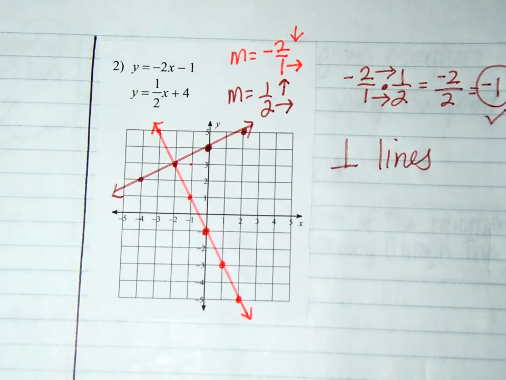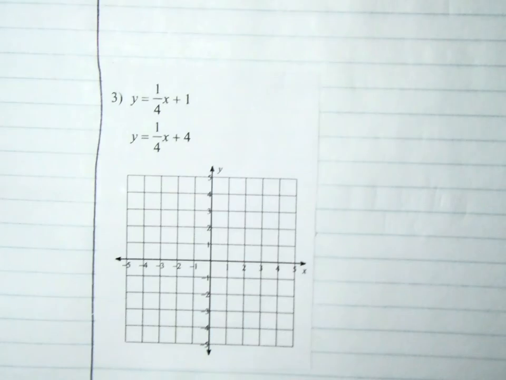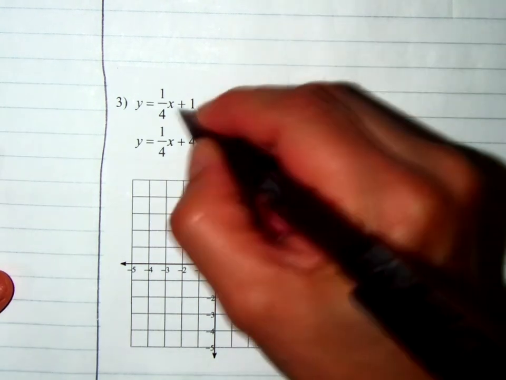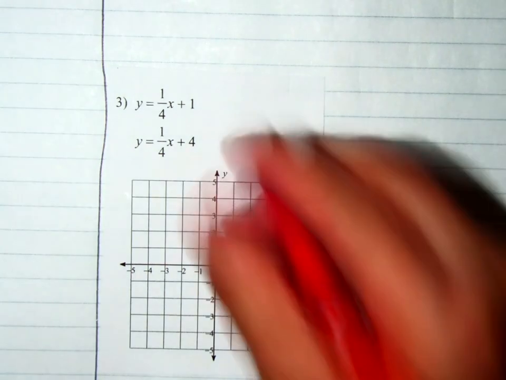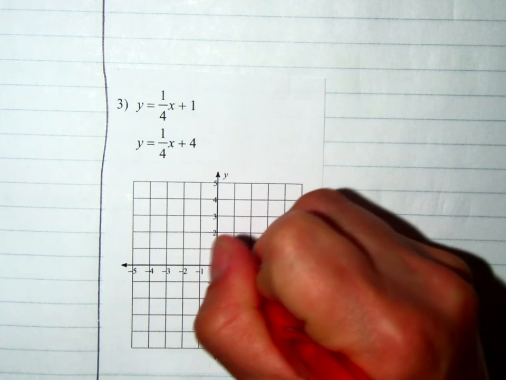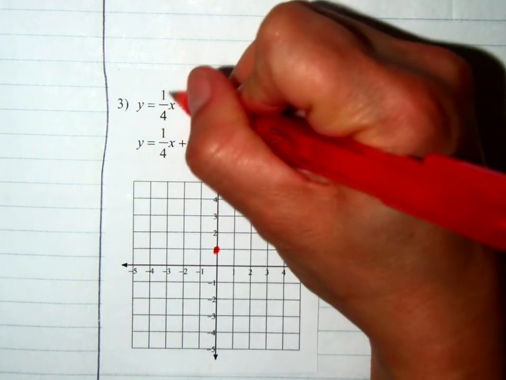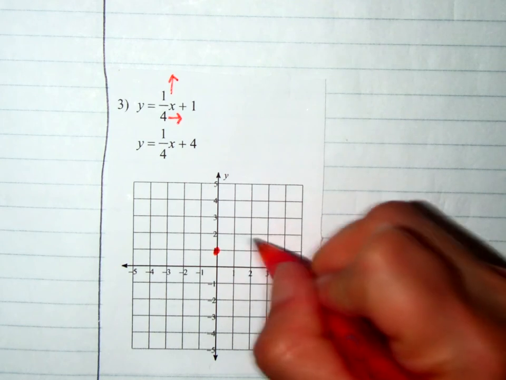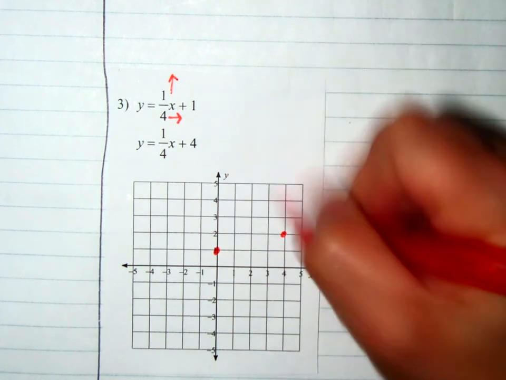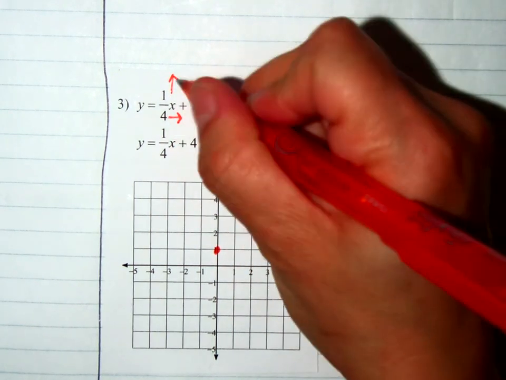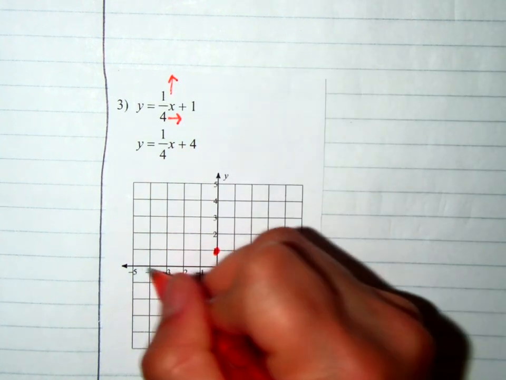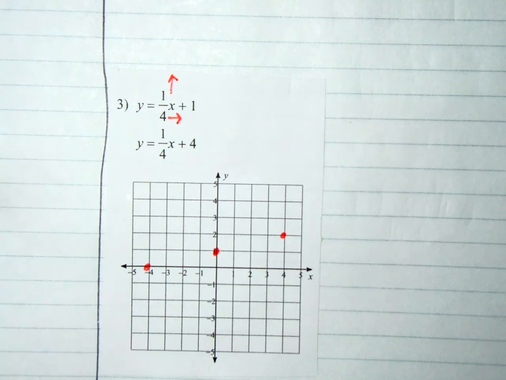Okay, one last one. Same idea. We are graphing them, and then we're taking a look to see parallel, perpendicular, or intersecting. So for the first one, we're going to start at +1 on the y-axis. Because my slope is positive, both numbers, I'm going to go up and to the right. So up 1, to the right 4. And I've run out of space, so I'm going to reverse this to down and to the left. So down 1 and then left 4, and draw my line.